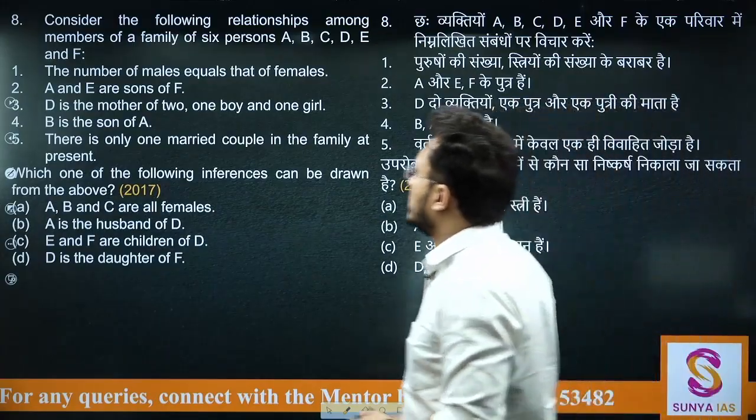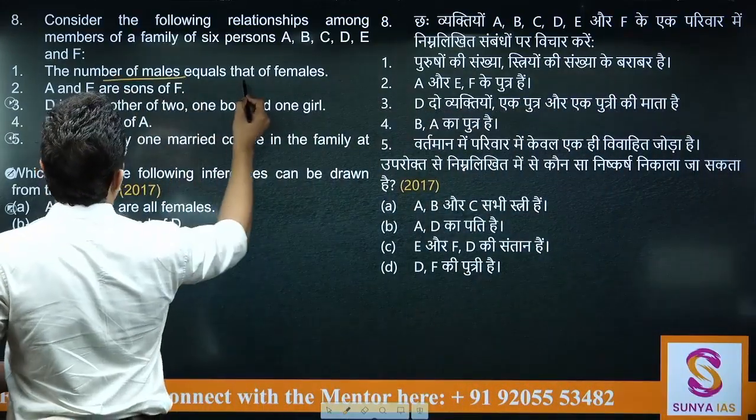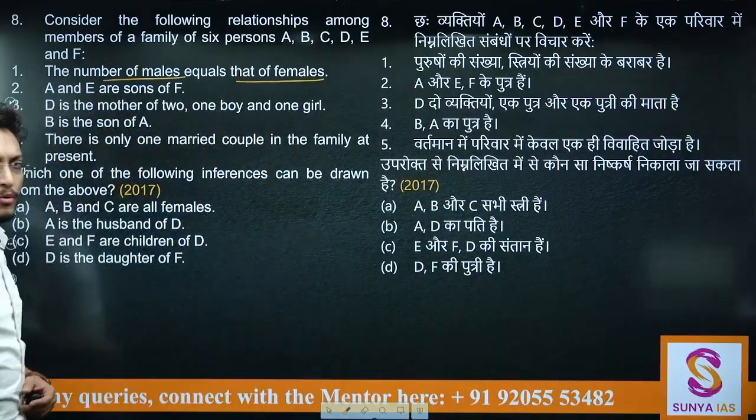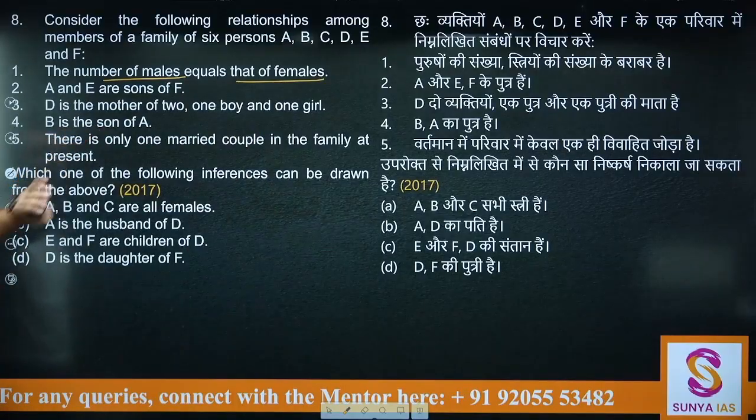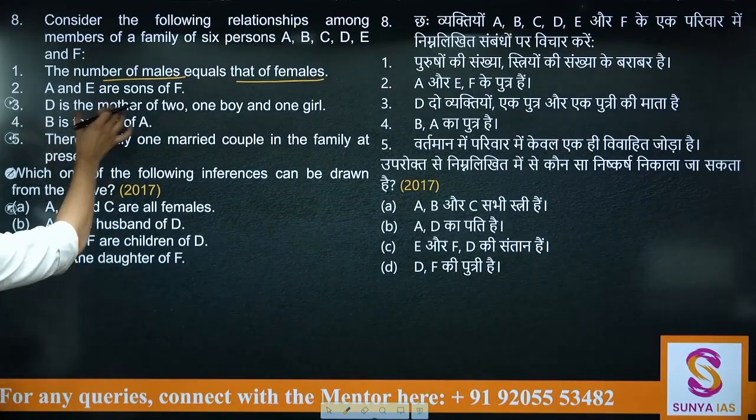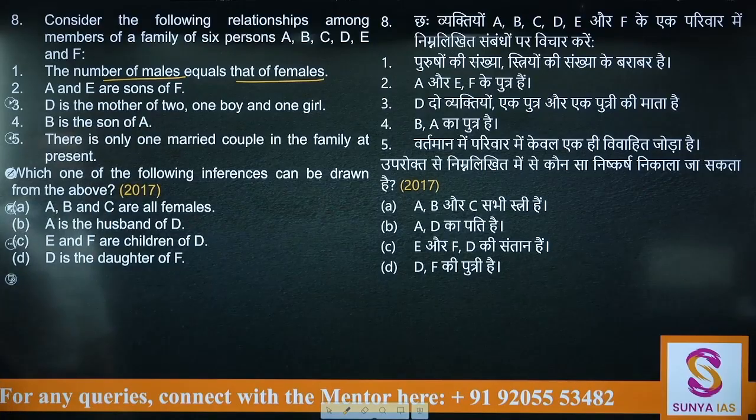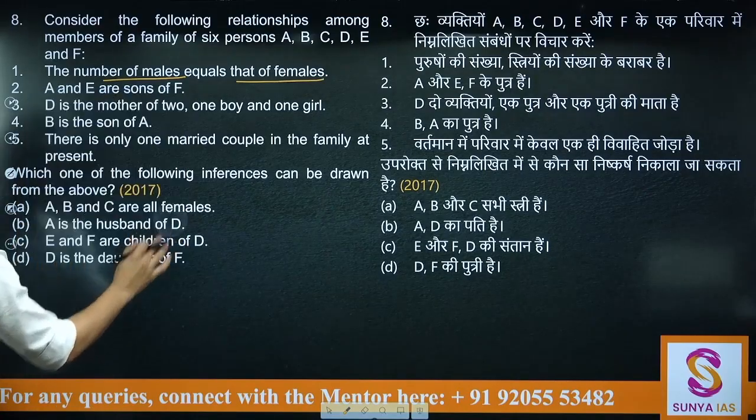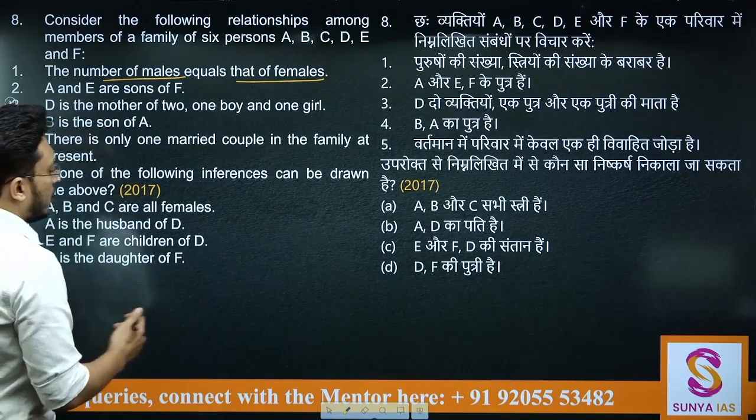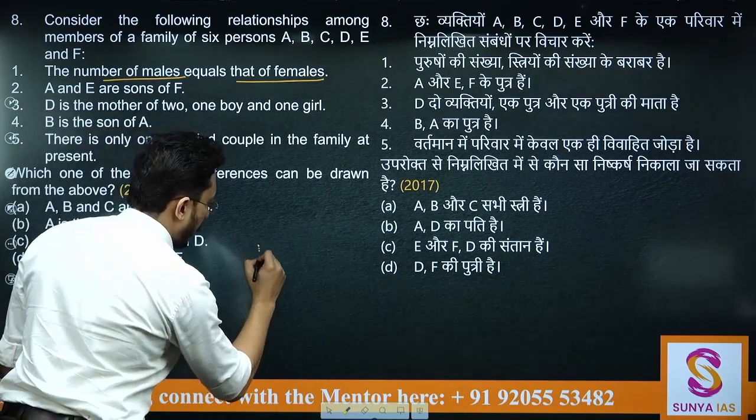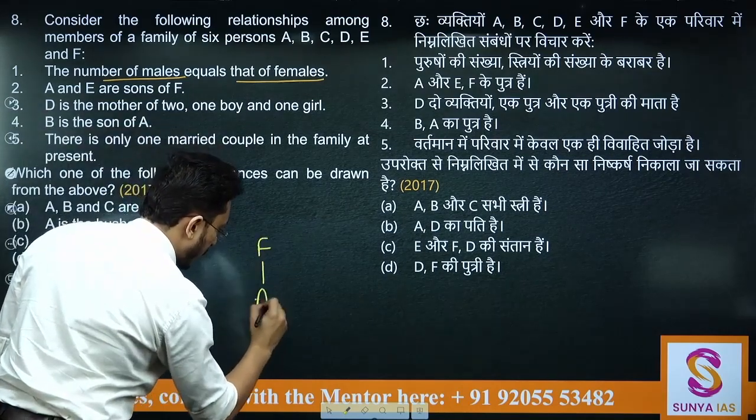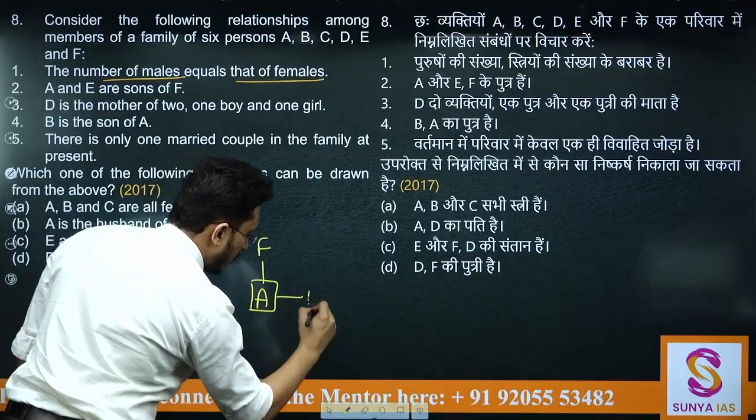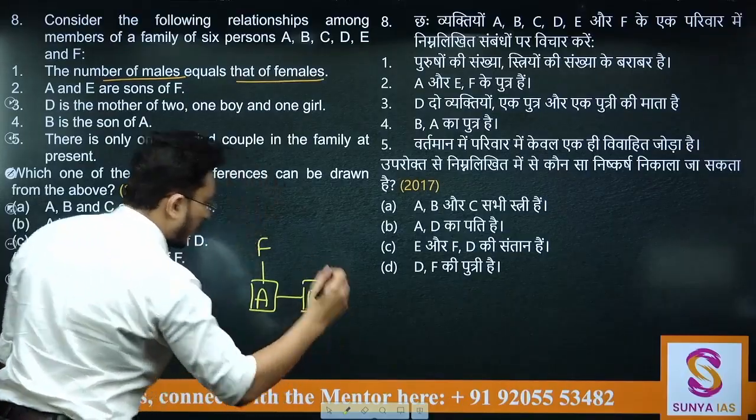Number of males equal number of females. So one information is given that the number of males and females are equal. A and E are sons of F. So we know that A and E are sons of F. So let's say this is F. A and E are sons of F.